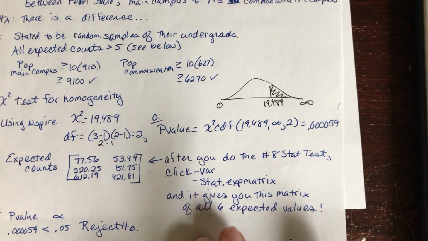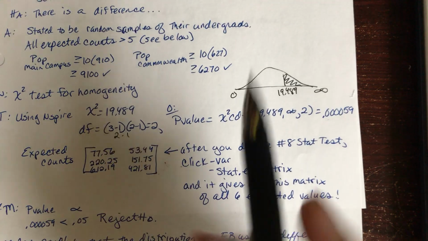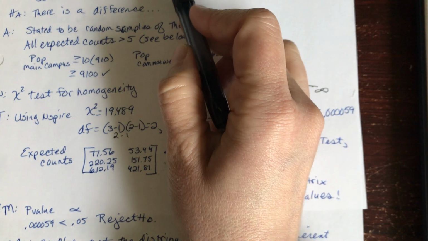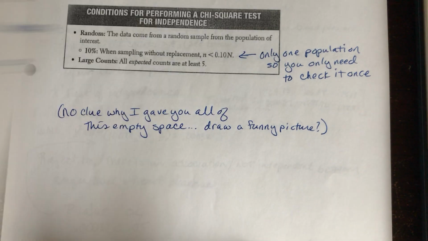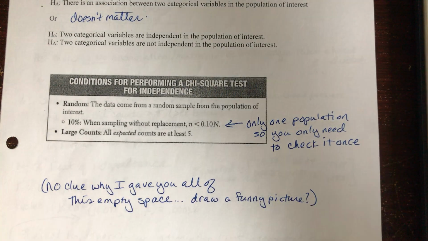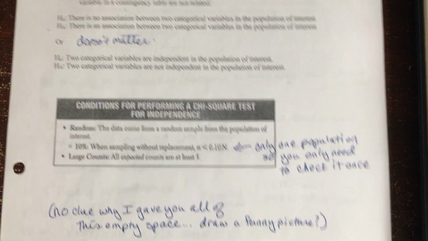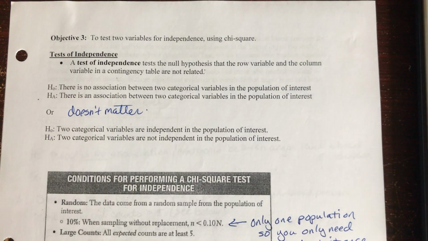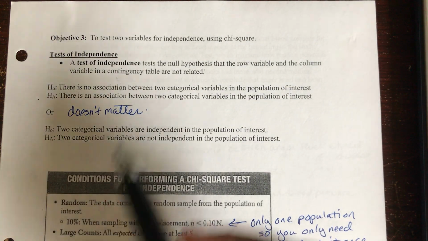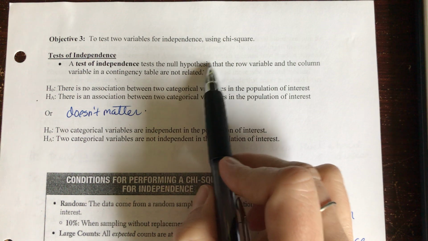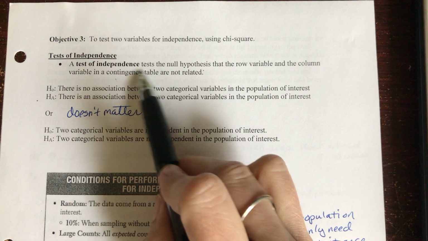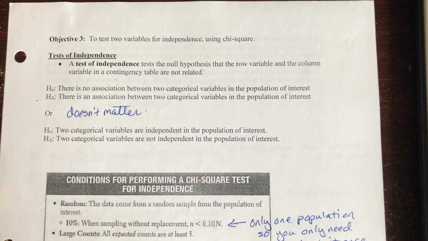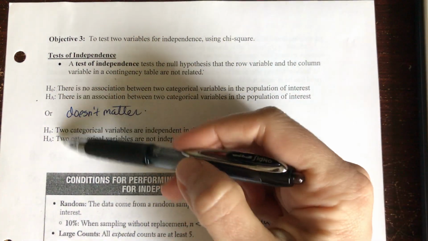So that is a test for homogeneity. We're saying, is the proportion breakdown here and here the same, here and here, here and here? Like, are they proportionally equal to each other? The next thing we have is a test for independence, okay? And a test for independence is when we test the null hypothesis that the row variable and the column variable in a two-way table or contingency table are not related, okay? You can put these either way.